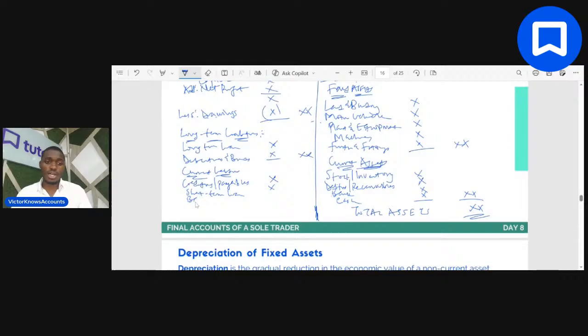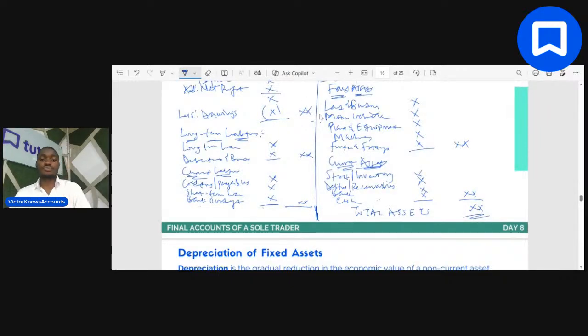So we have bank overdraft. We don't have space, so let's just add it. But prepaid income will come here. Accrued expense will also come here. Here you have prepaid expense and accrued income. Don't forget, accrued income and prepaid expense are current assets. Prepaid income and accrued expense are current liability. So by the time you add this together, you add everything.